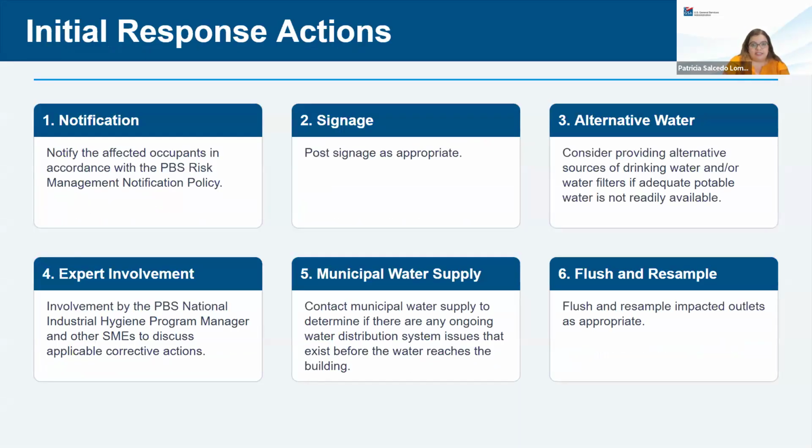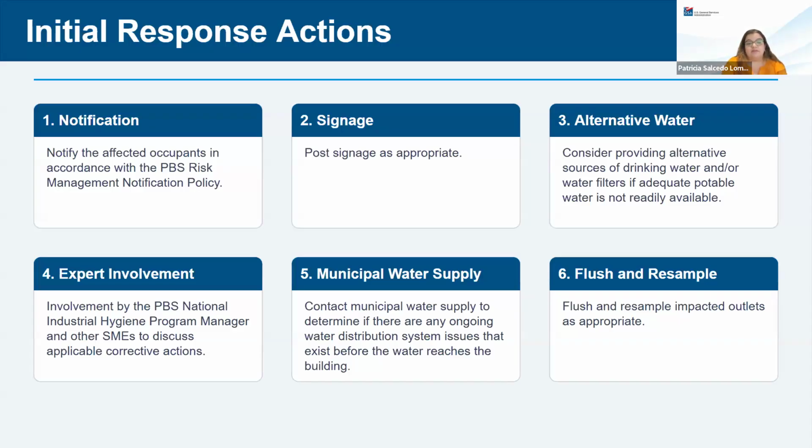Our initial response actions will have a flow that is described here. Notification: we're going to notify occupants in accordance with our PBS risk management and notification policy. We're posting signage as appropriate. For alternative water sources, we're going to consider providing alternative sources of drinking water and/or water filters if adequate potable water is not readily accessible. We'll be deciding that case by case, based on what's going on within the building.